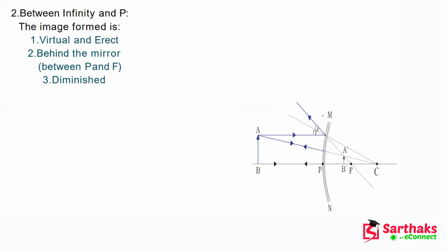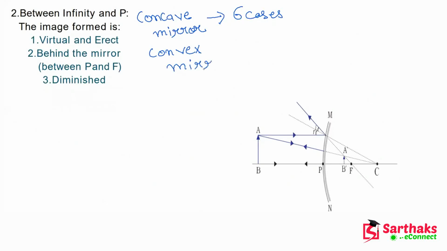Okay, so here, this is the second case. In the case of concave mirror, we had seen six cases. But if I talk about the convex mirror, then you just have to remember two cases. It is as simple as that. In the case of concave mirror, it was a little bit difficult to remember. You have to have a very good understanding of the ray diagrams. Ray diagrams are very, very important.